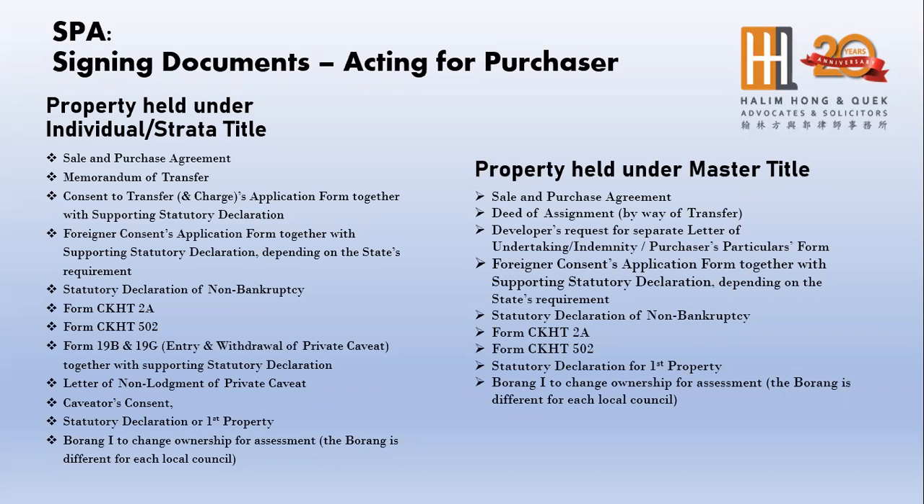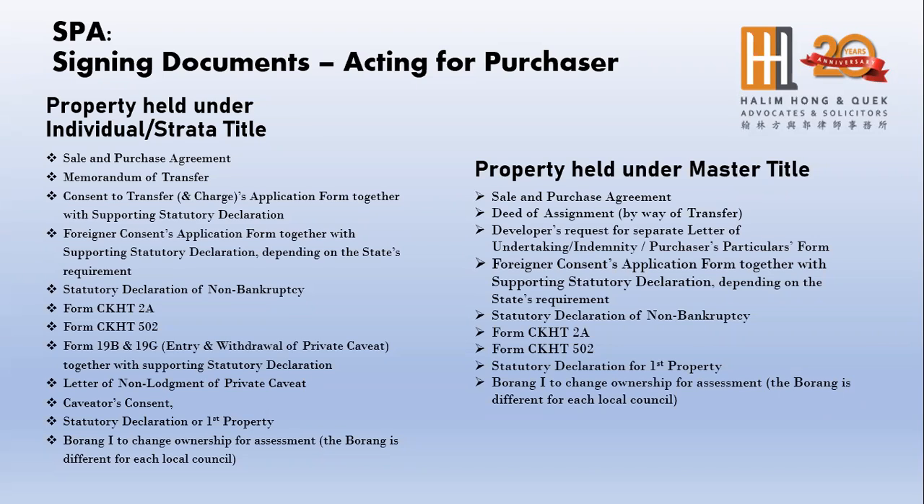After that, foreigner consent. So if your client is a foreigner, then you need to apply for the foreigner consent form as well. And then the rest of the documents: CKHT, statutory declaration for non-bankruptcy, and entry and withdrawal of private caveat. So you have to enter a caveat for your client to protect your client's interest, after your client pays the 10% deposit and after the SPA is stamped. But if your client doesn't want to enter a caveat, it's okay as well, but you have to prepare a letter of non-lodgement of private caveat to protect our firm's interest.